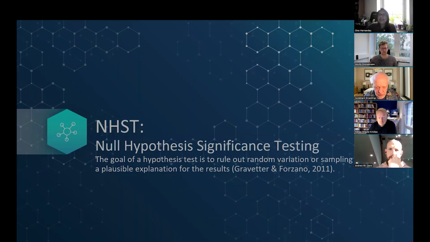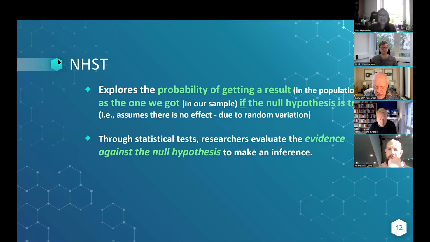So the null hypothesis significance test explores the probability of getting a result in the population as the one we got in our sample if the null hypothesis is true, right? Which means that there is no effect, as we already discussed. Okay, so we are trying to gather evidence against the null hypothesis. We want to reject it, because if we reject it, then the relationship that we are hypothesizing exists, right? So we want to gather evidence.